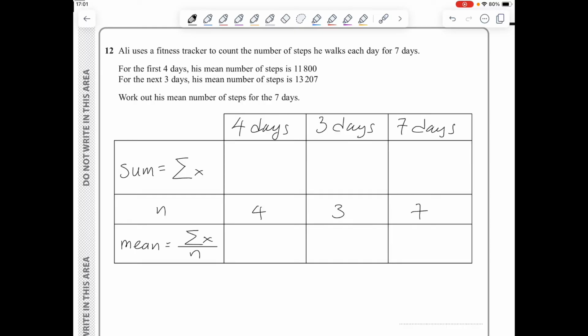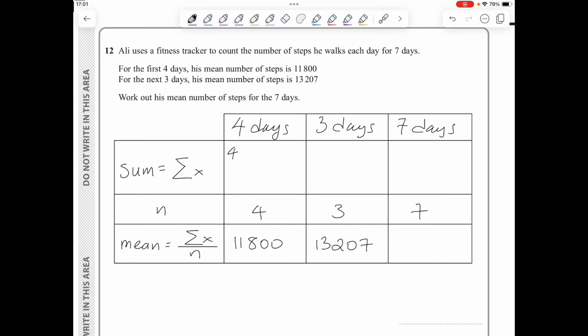So the mean for the 4 days is 11,800, and the mean for the 3 days is 13,207. To find the mean for the 7 days, I'll first need to find the sum for the 4 days, the 3 days, add them up to find the sum for the 7 days, and then divide to find the mean for the 7 days.